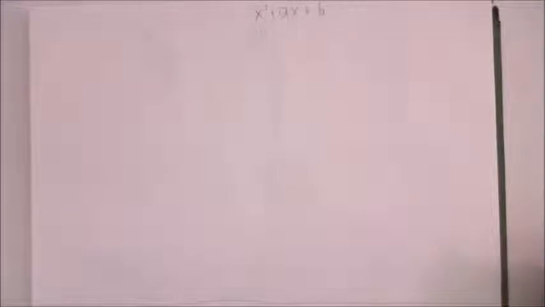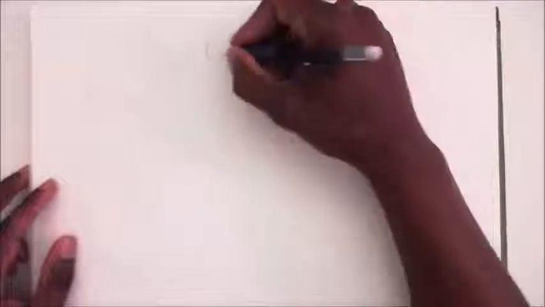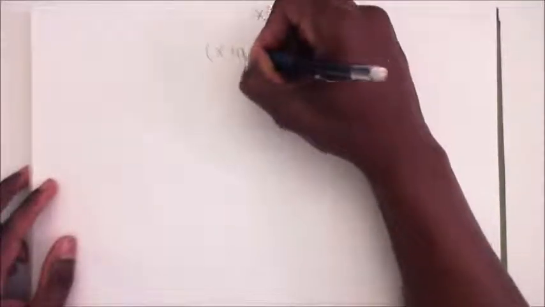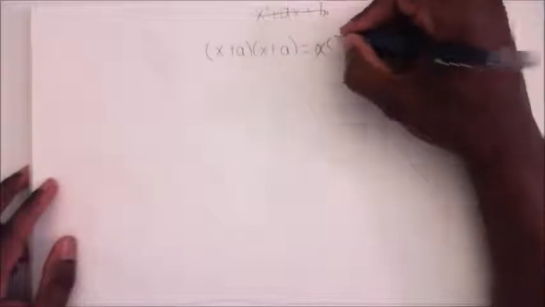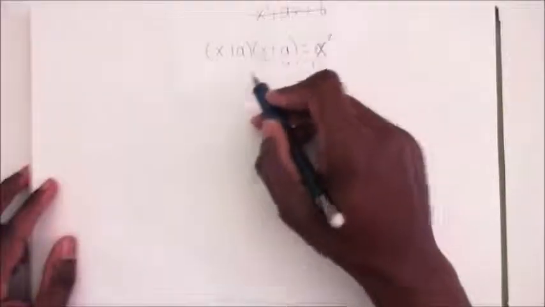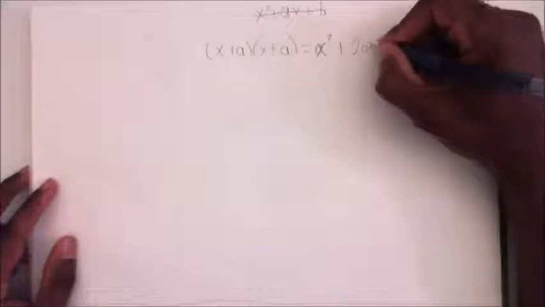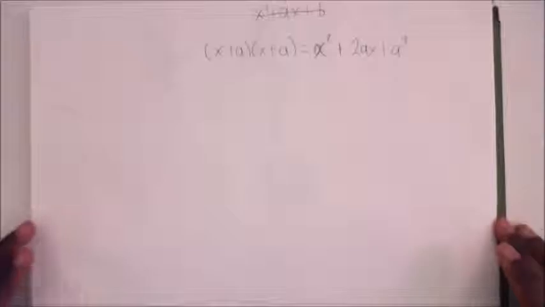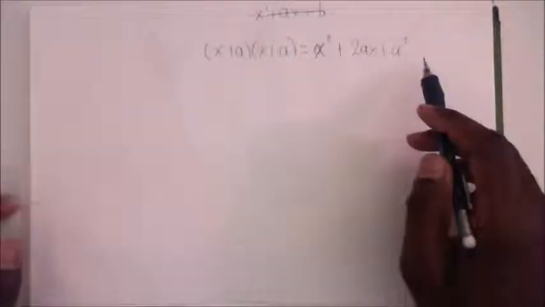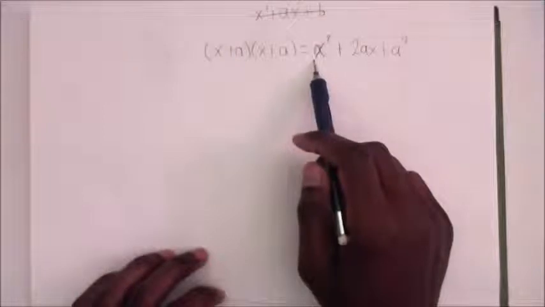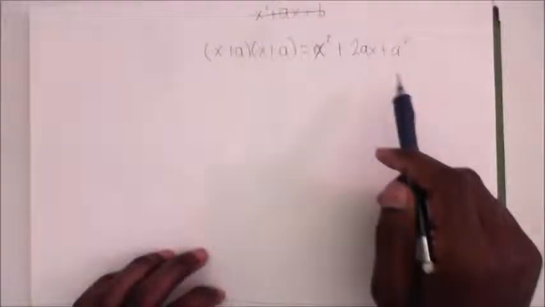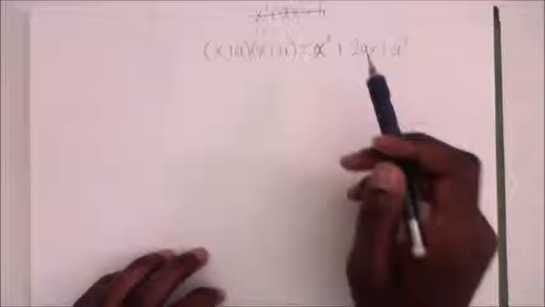Now, the completing the square method is based on the premise that if we have, let's say, an x plus a and I square that, I will get x squared plus 2ax plus a squared, and I'll keep that in mind. Okay, so whenever I'm going to solve something, I'm going to make sure that the format on one side of the equation is going to be in that form.